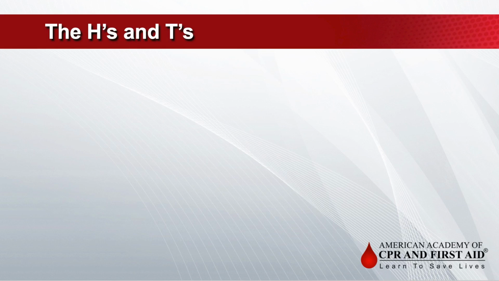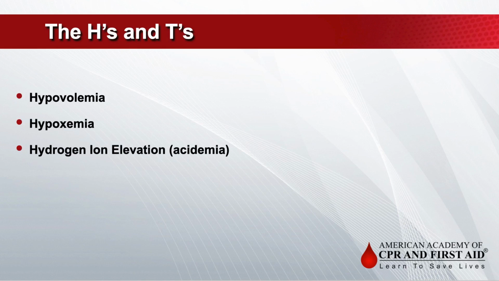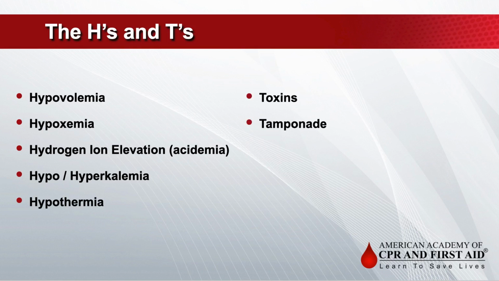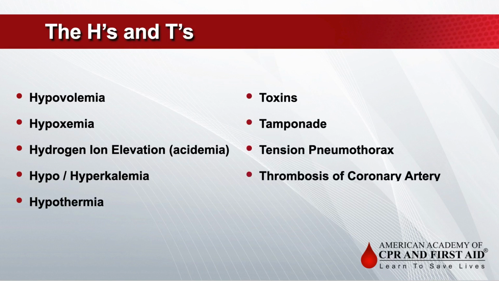The provider should recall the H's and T's, which may include hypovolemia, hypoxemia, hydrogen ion elevation or acidemia, hypo or hyperkalemia, and hypothermia, as well as toxins, tamponade, tension pneumothorax, and thrombosis of the coronary artery or pulmonary vessels. Asystole is associated with a high mortality rate.